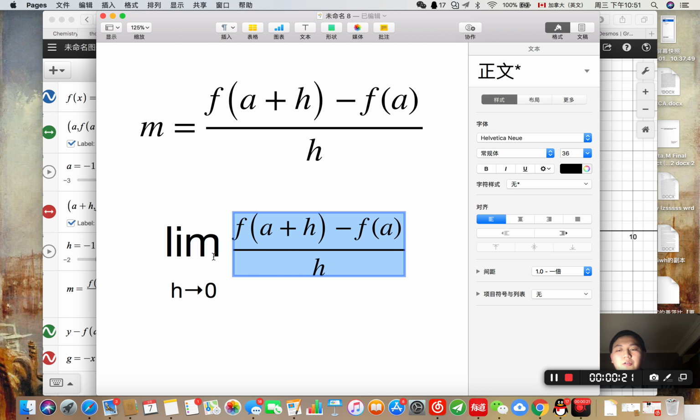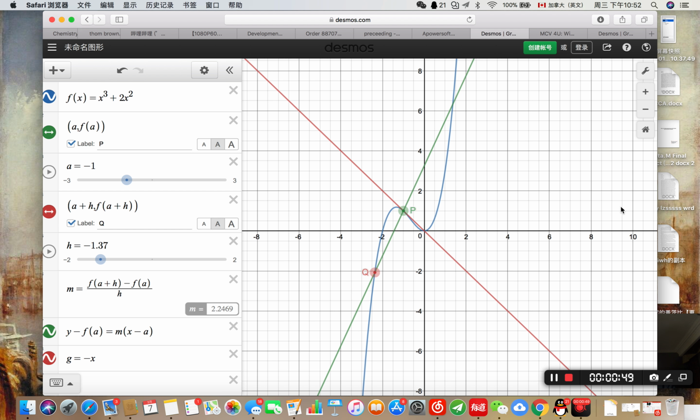From its name, we can know it's a formula to help us get the rate of change at a specific point, and it looks like limit h approaches 0, f at a plus h minus f at a, divided by h. So to help us understand the formula more clearly, I have drawn a graph here.